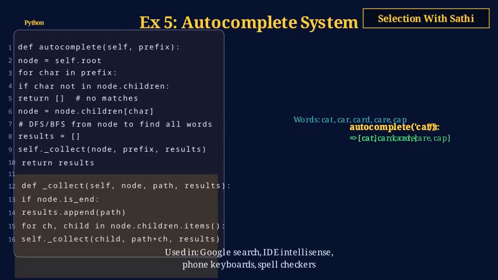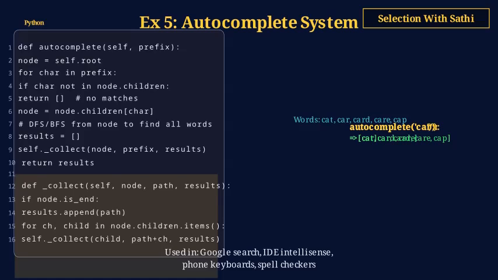Branch T, T dot is end is true. Add cat. Branch R, R dot is end is true. Add car. Then R has child D with is end true. Add card. Branch P, P dot is end is true. Add cap. Then P has child E with is end true. Add cape. We found 5 suggestions: cat, car, card, cap, cape.